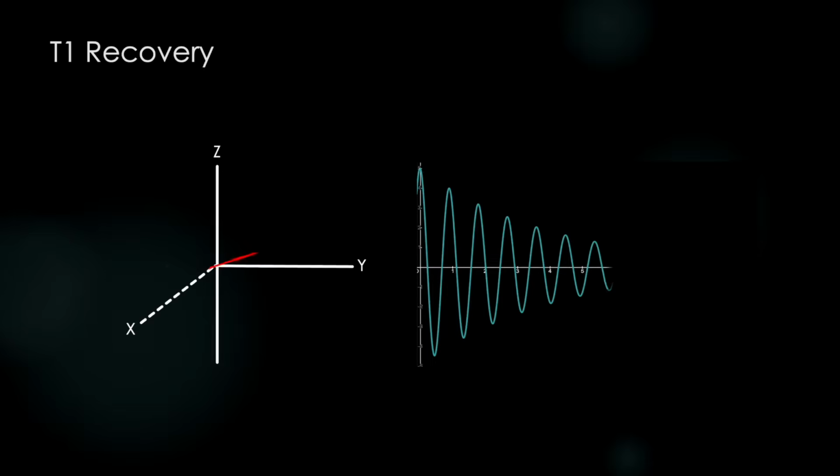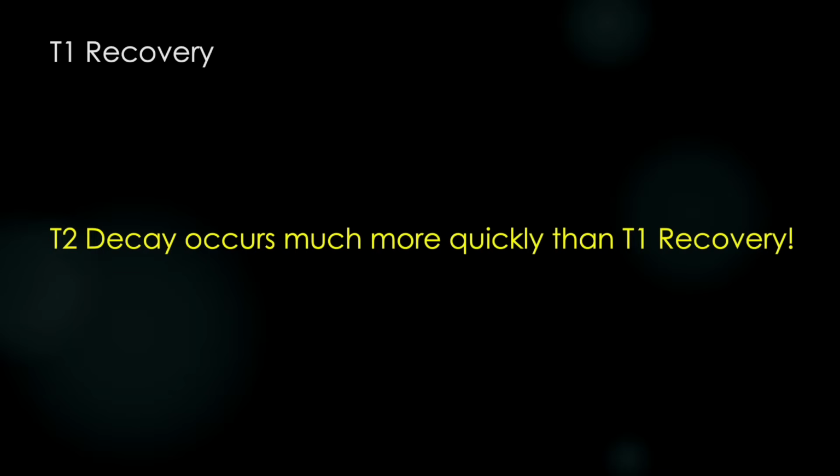Let's see it again. We apply our RF pulse, knock it into the XY plane. It quickly precesses, producing signal, and then it's over. The signal is lost. And we wait, and wait, and wait for our net magnetization to build back up. So this highlights a critical point. T2 decay occurs much more quickly than T1 recovery. These processes do not happen at the same rate, contrary to what all these classic animations show.